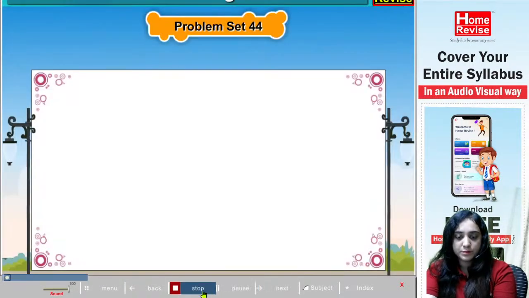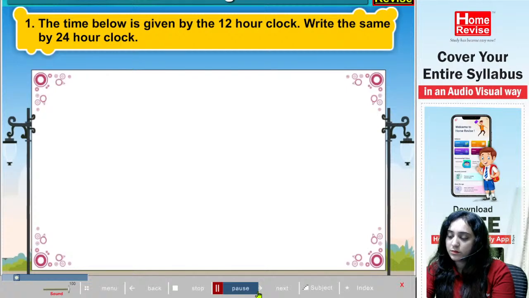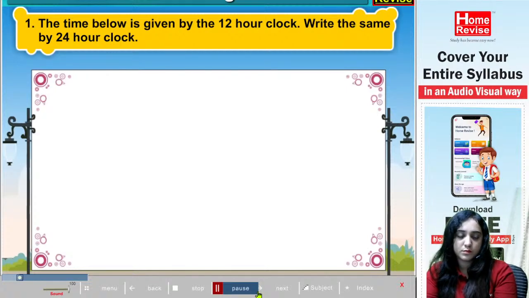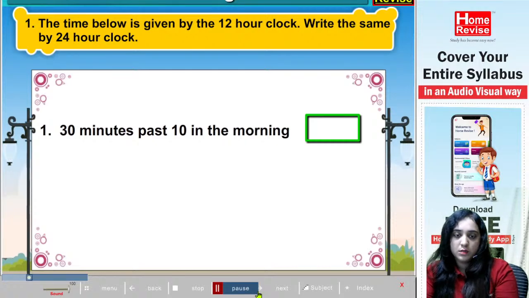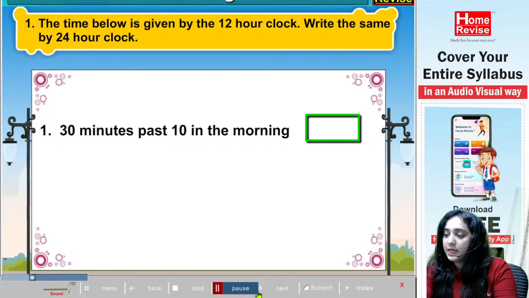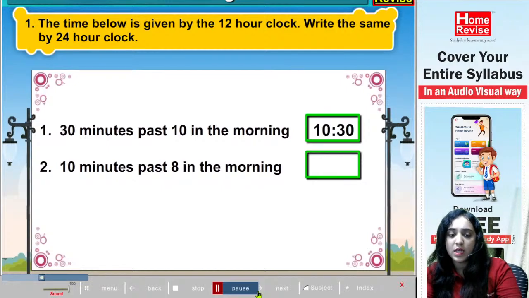Problem set 44. 1. Now let's start solving the given problem set. The time given by the 12-hour clock, write the same by the 24-hour clock. Question 1. 30 minutes past 10 in the morning. This in 24-hour clock is 10:30. In the morning, till 12 noon, everything is the same. So it is 10:30.